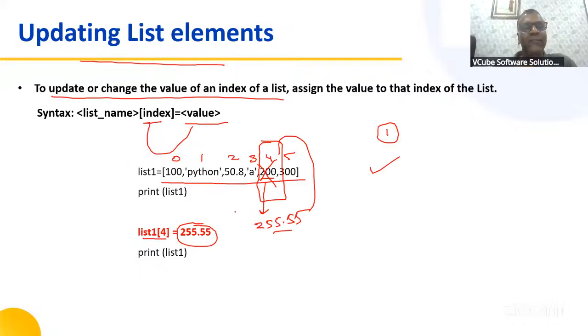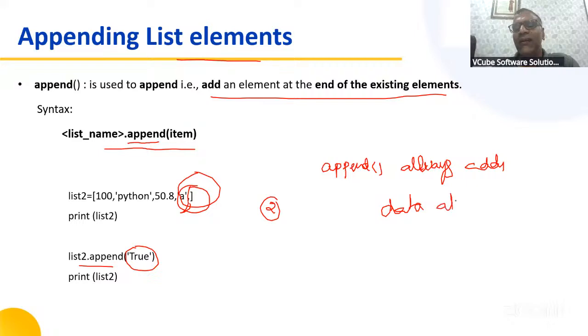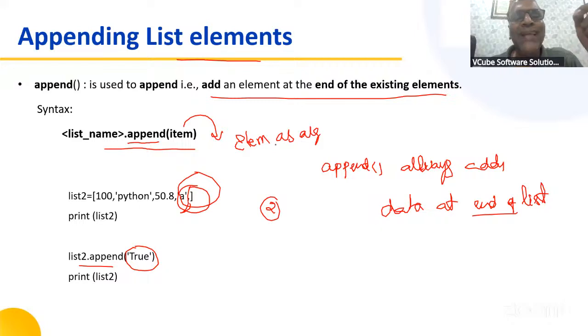First one we have done updation. Second one we are doing appending. What is the meaning of appending? Append function always adds data at the end of the list. This is very, very important. And you must be careful that append function always takes one item as argument. Always I can append one item only. Is it okay for all of you?